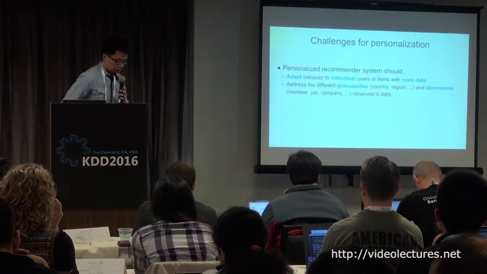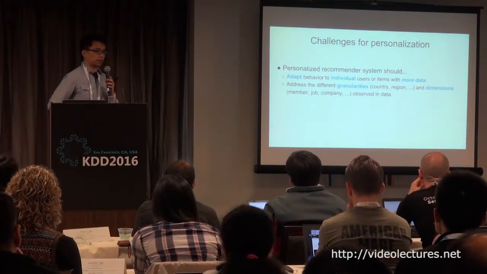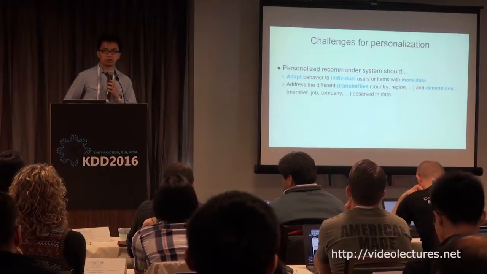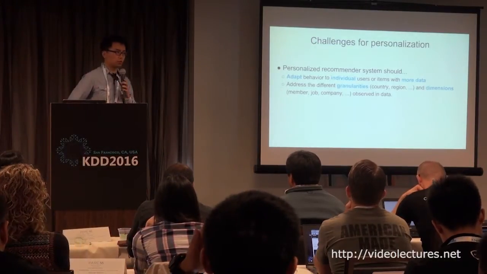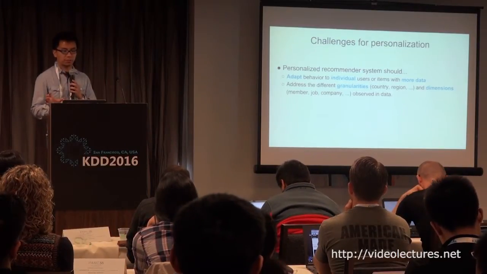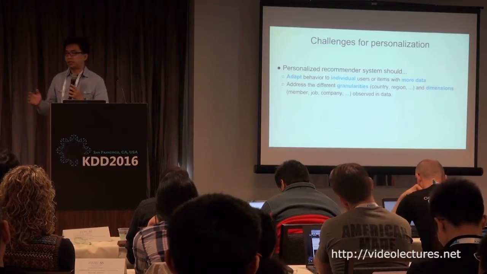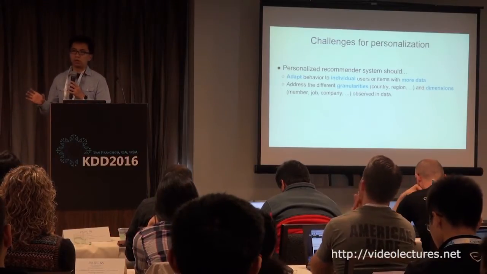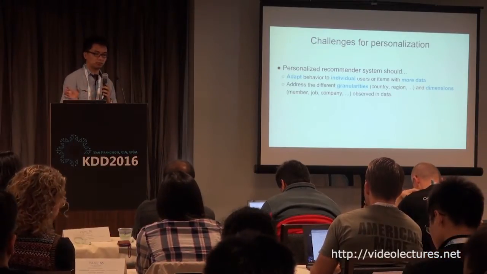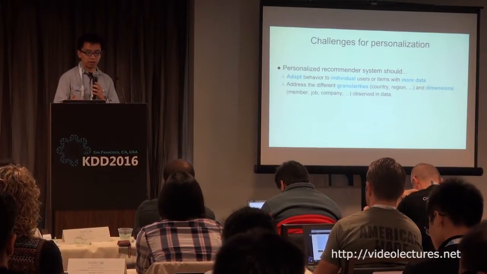Before we continue, let's review a few challenges for building a personalized recommender system, right? A personalized recommender system needs to have a lot of different useful features, but here we want to highlight two of them. The first is that a good recommender system should be able to adapt its behavior to individual users or items with more data. For example, on LinkedIn's job website, we want to build quality models for the active job seekers. And for some of the very popular jobs, like the software engineer position on LinkedIn, we also want to build a very good model specific to that type of job.